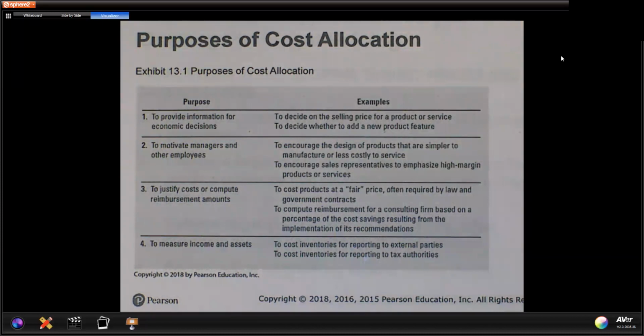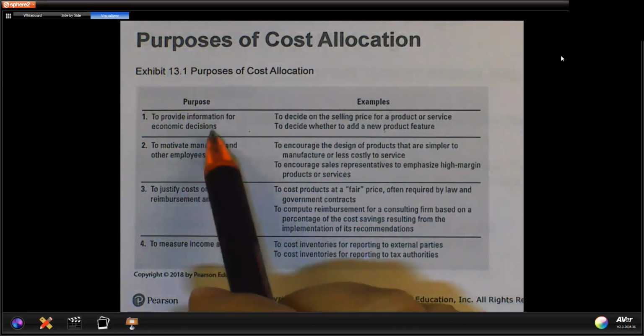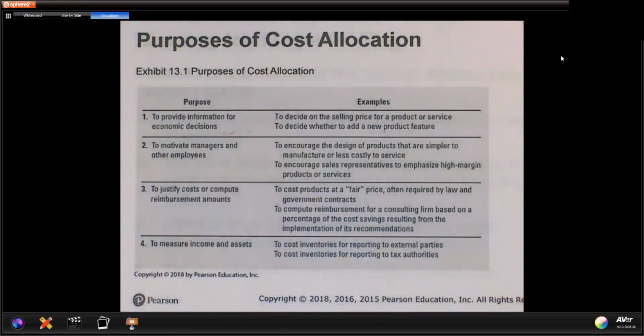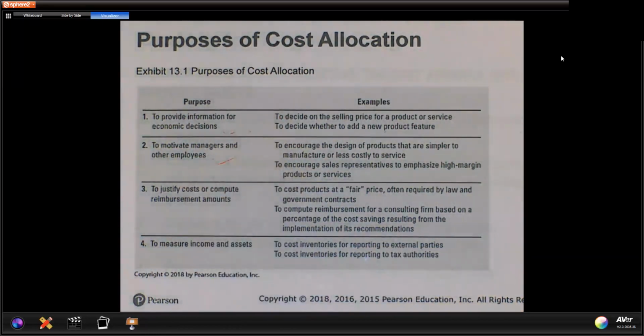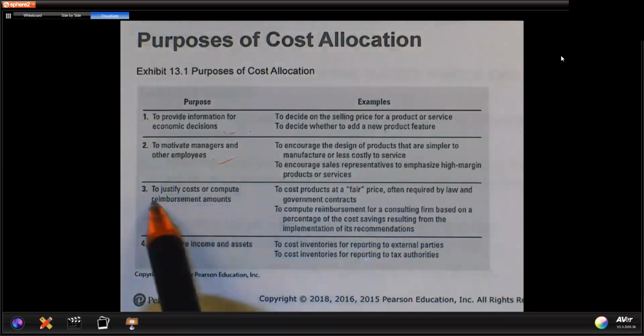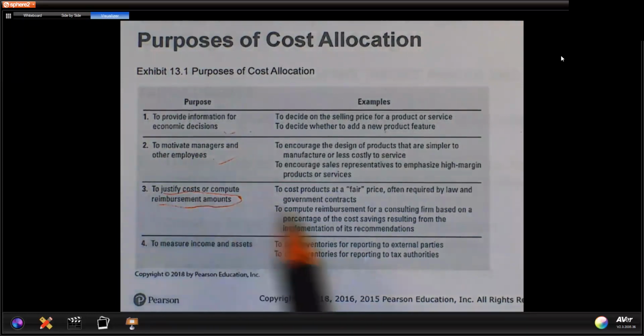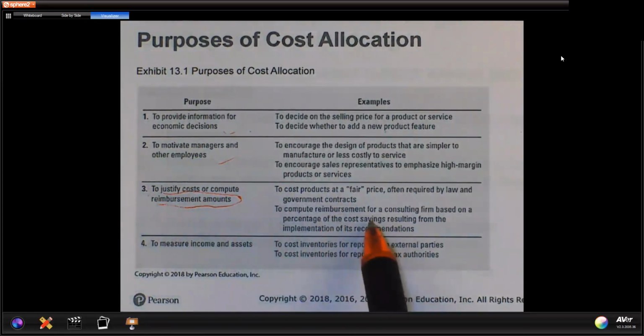So why in the long term we have to cover even the fixed cost, even cover the unavoidable, why we have to allocate cost? Because it provides information for economic decision, and then it also motivates managers, and then maybe salesperson and then other employees to control for the waste, improve the efficiency. It also justifies cost to compute the reimbursement amount. The textbook probably said it's related to when you do business with government.